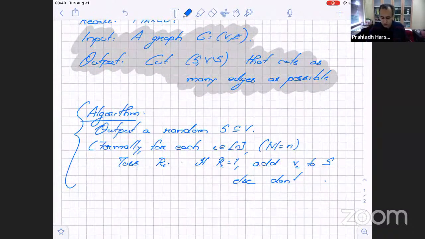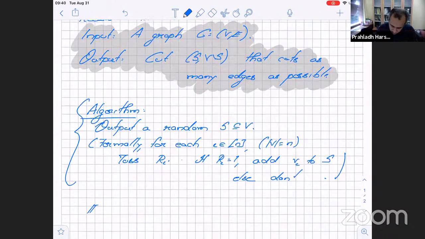This is how we pick a random set. Pick a random set for each vertex, toss a coin, and based on the coin, decide whether you're going to put that vertex into the set or not the set. And an analysis we showed last time was the expected size of the cut S.